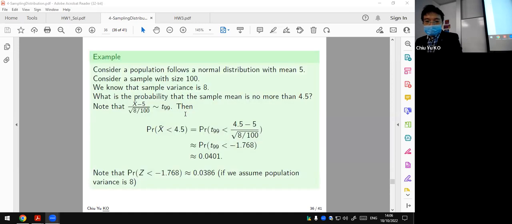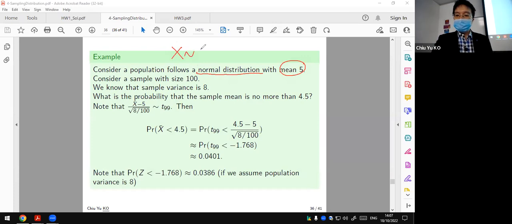So I guess this is the last example. The question is, we start with a normal distribution. This is important, we need that for our analysis to work. X has a normal distribution with mean 5, but I don't know the sigma square yet. The sample size is 100, so n is 100. We also know the sample variance is 8, so S squared is 8.